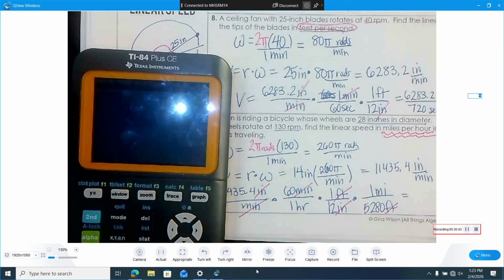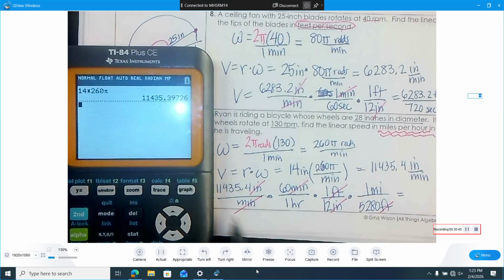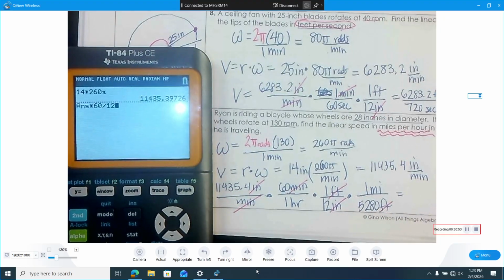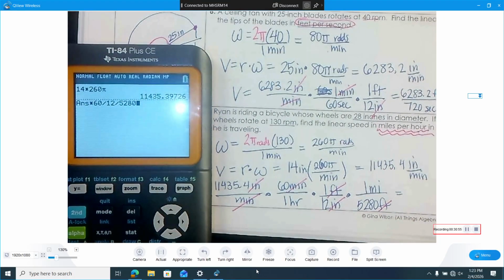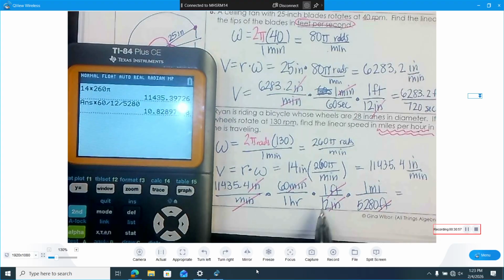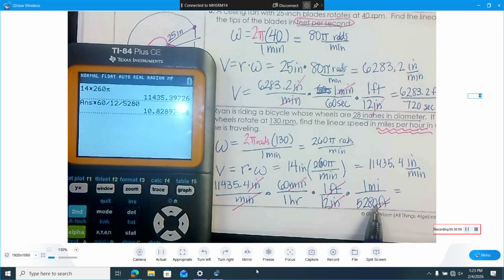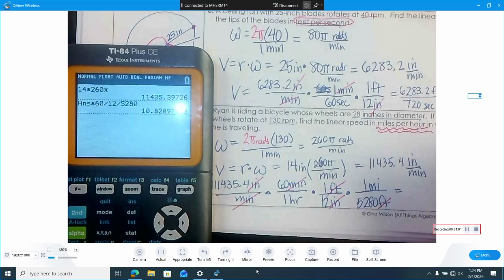So the calculator work is the hard part here. I'm going to take my answer and multiply by 60. And I have to divide by 12 and divide by 5280, because the 12 is on the bottom and the 5280 is on the bottom. And I get 10.8 miles per hour.